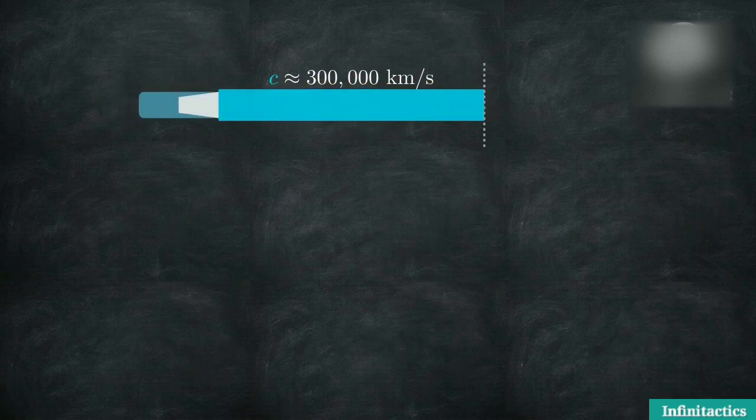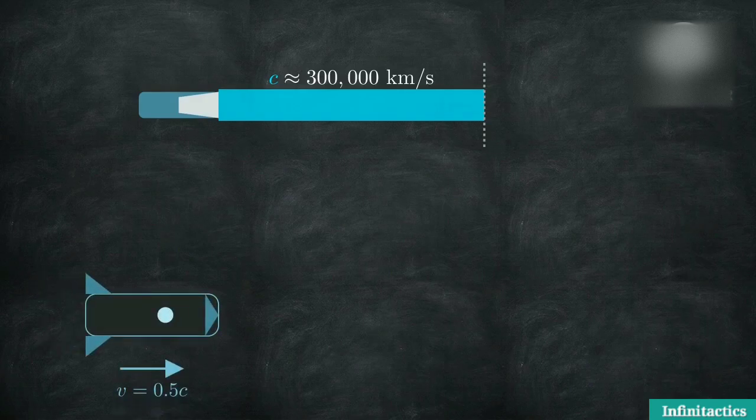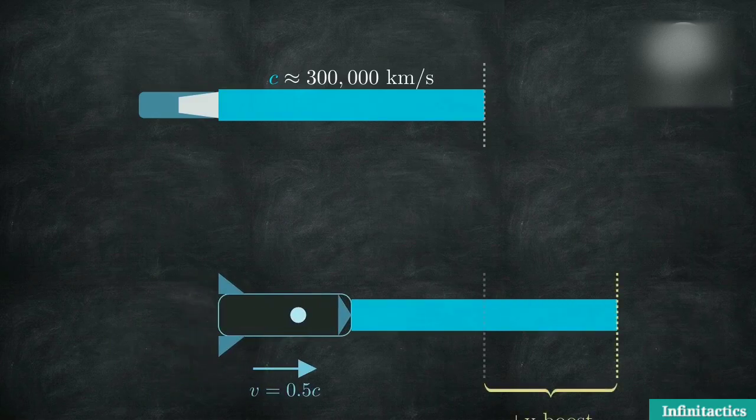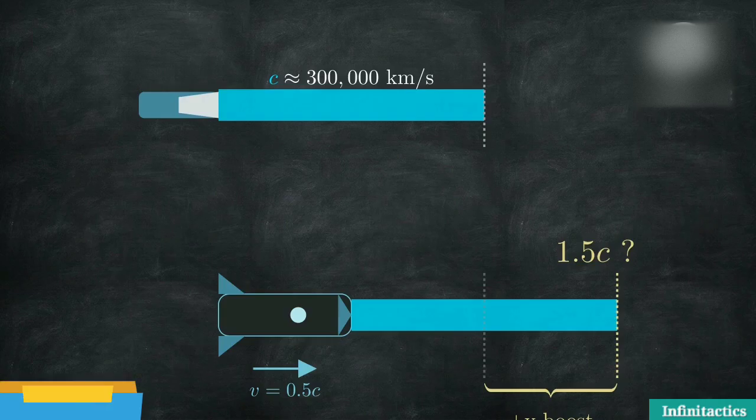Imagine you are holding a flashlight. The light leaves the bulb at the absolute speed limit of the universe, nearly 300,000 kilometers per second. But what happens if you turn that flashlight on while riding inside a rocket ship that is moving at half that speed? Intuition suggests the light should get a boost from the rocket.